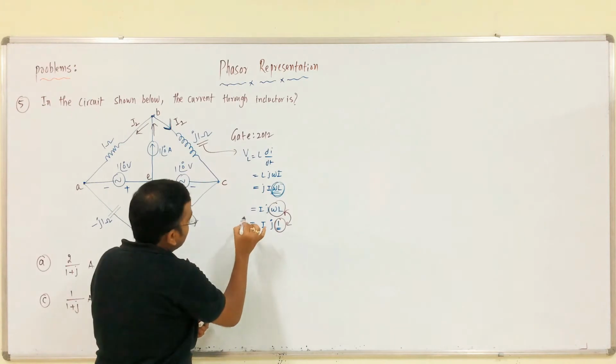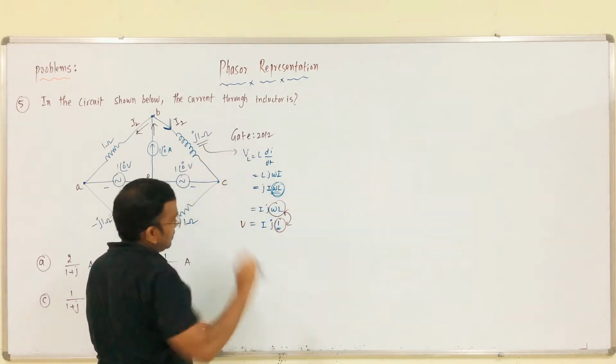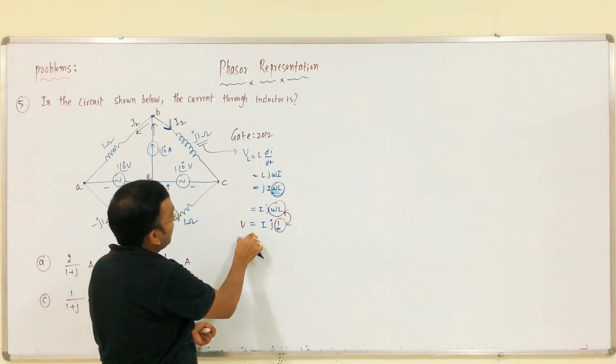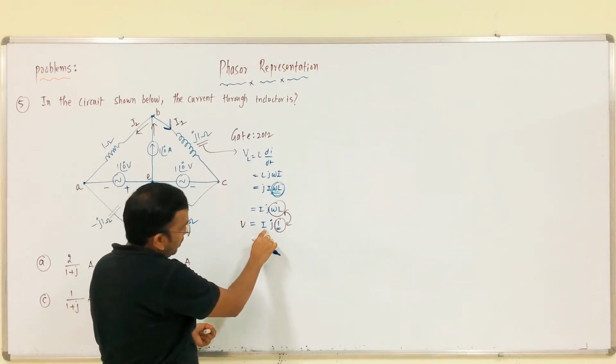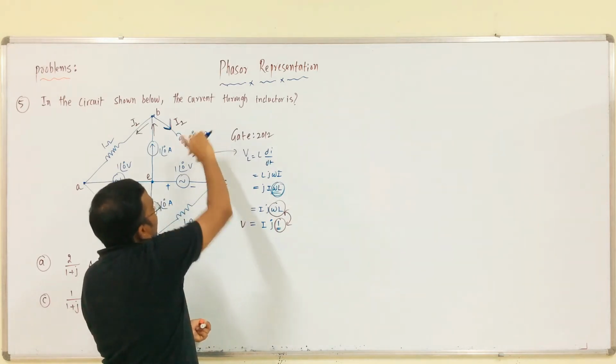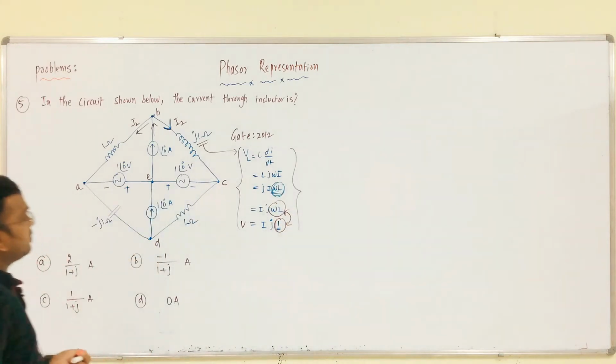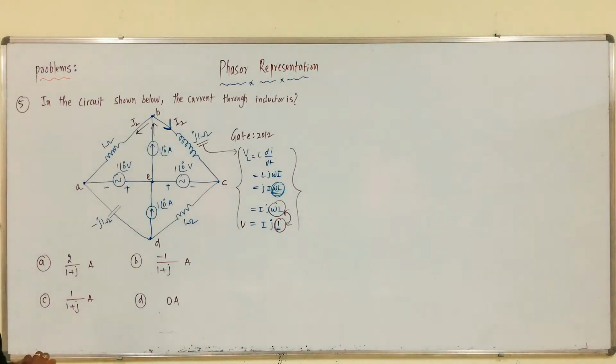This is nothing but voltage, right? I into j1, simply that's why j1 ohms. It's nothing but voltage. That's why we have to calculate the current through this branch. If there is a current through this branch, simply we are getting the voltage.